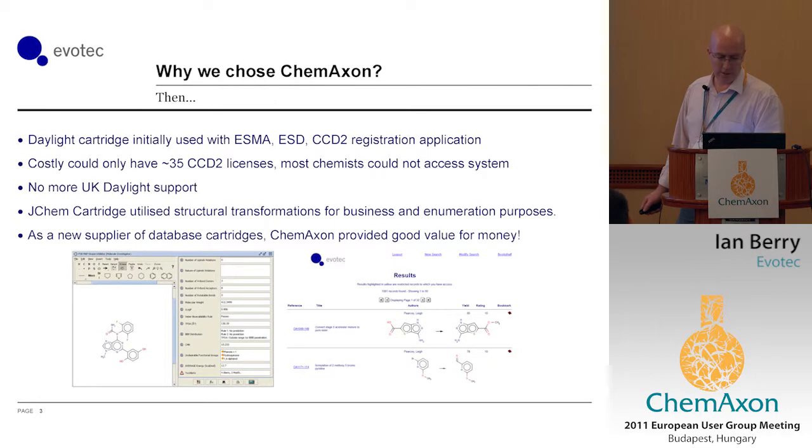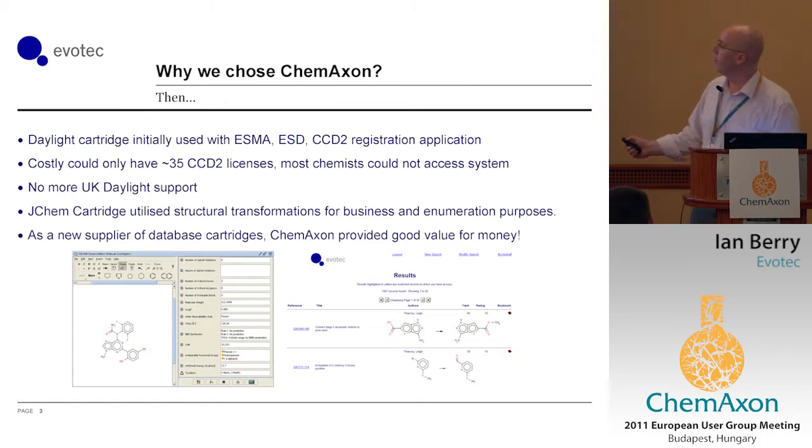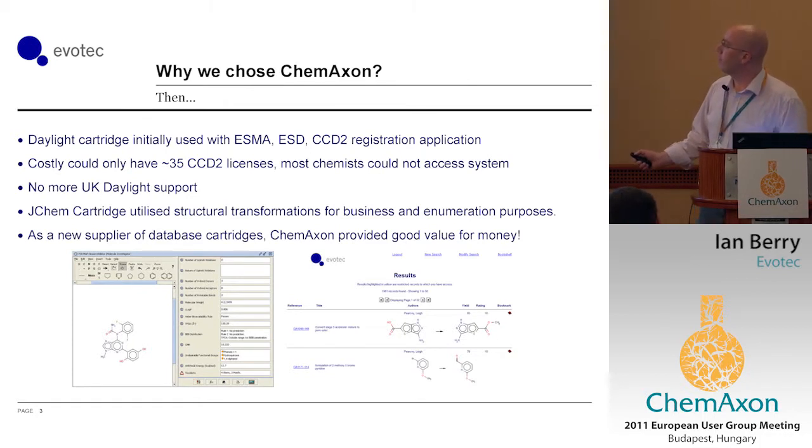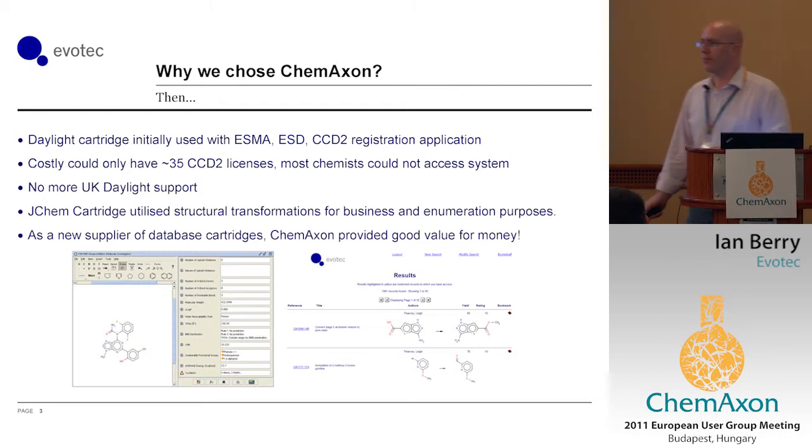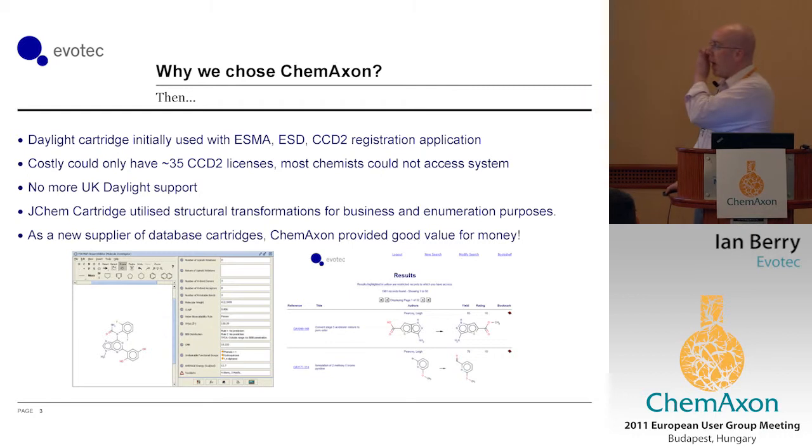So I'm going to give a few insights as to why we chose ChemAxon and then some examples of those applications. So Daylight cartridge initially, it was costly, and we could only afford to have around 35 users of the registration system. You see, we're a poor CRO here.